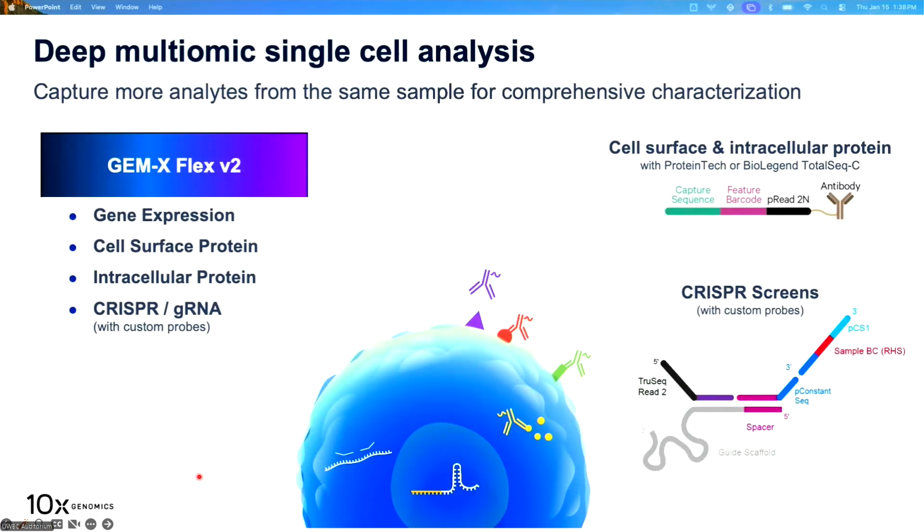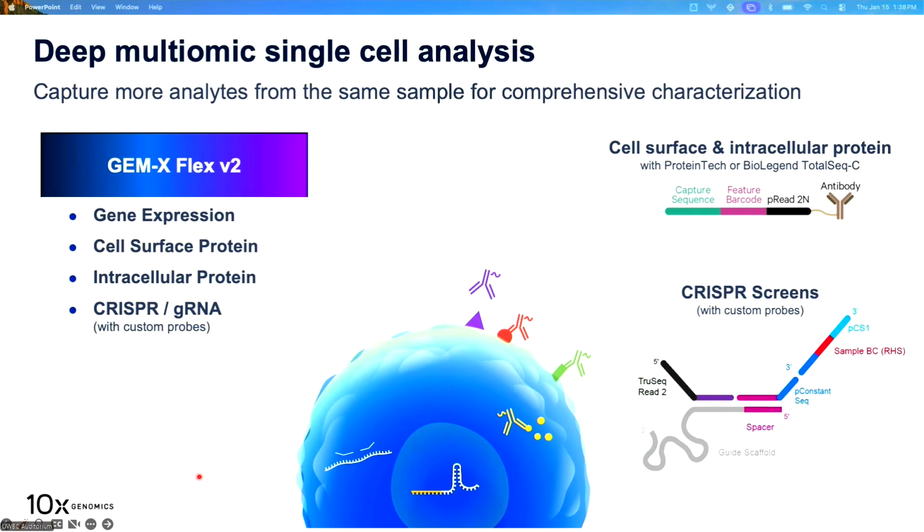Flex is also a multi-omic solution because we can look at cell surface protein and intracellular protein. We can do both. And we can also look at CRISPR-mediated gene perturbation by using custom probes. If you are interested in CRISPR screens, please come and see us or talk to Sandra as soon as possible, because we will make sure that you set up your CRISPR screen properly from the get-go, from the very beginning.